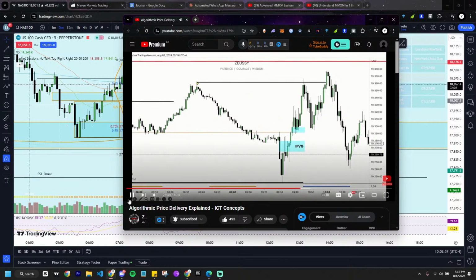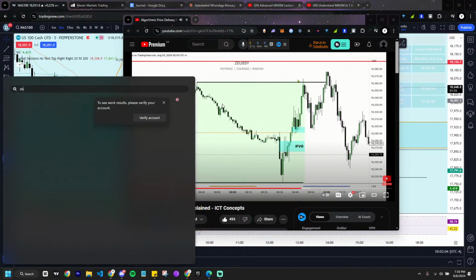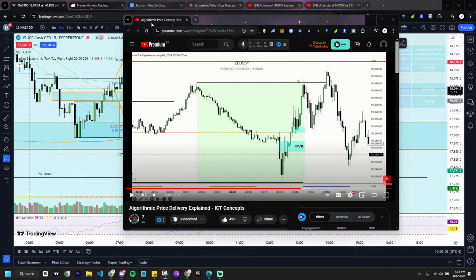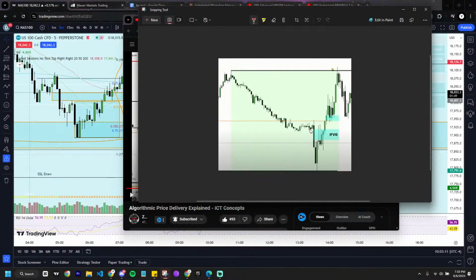To my eye, this high right here was engineered buy side liquidity. We took out this buy side liquidity, as you can see here, and that completes the market maker buy model right there. See? Exactly what I said.